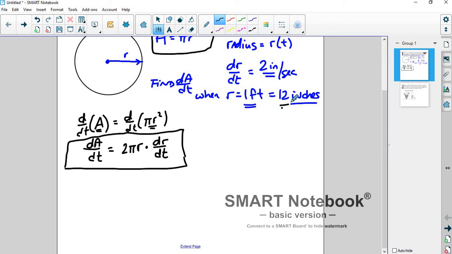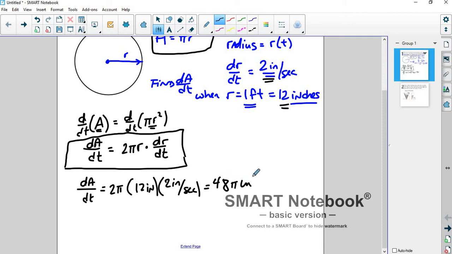Okay, so now I go back up here. My radius is 12, my dr/dt is 2, and so I just plug it in. I'm going to plug it in with units to help you see where units work here. So this is 12 inches, dr/dt is 2 inches per second. If we multiply this all together, we get 48 pi inches squared per second. That makes sense because this is indeed area per second. This is the rate of change of area.